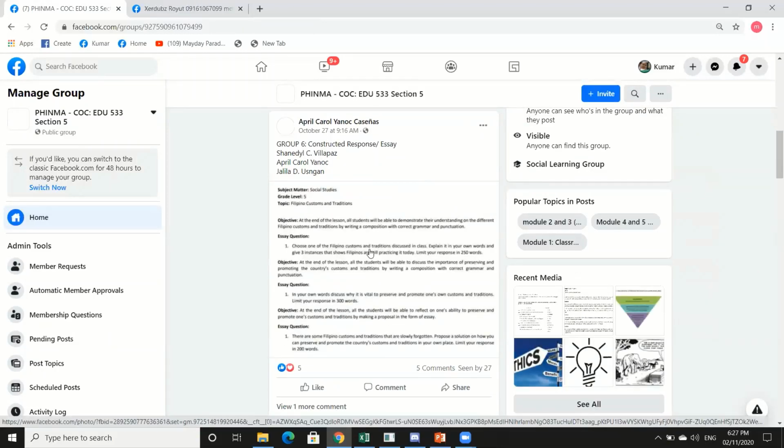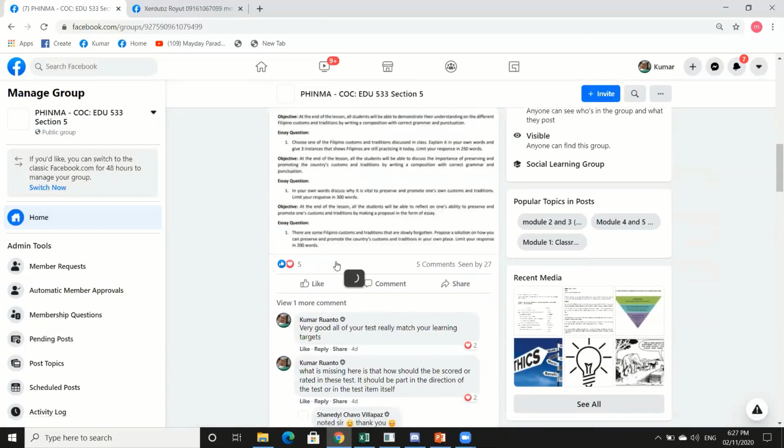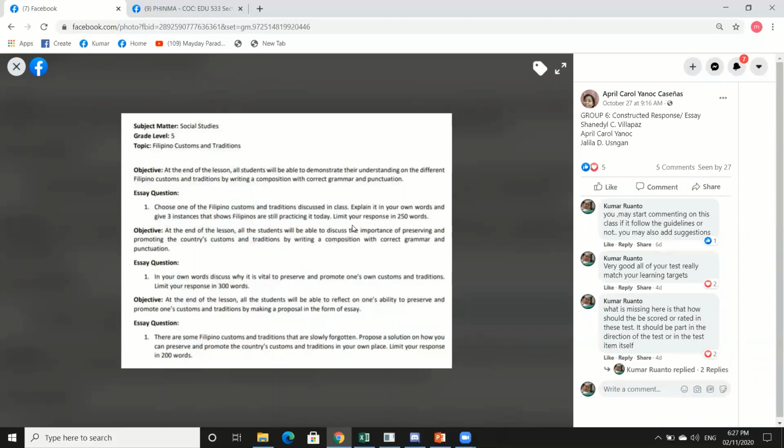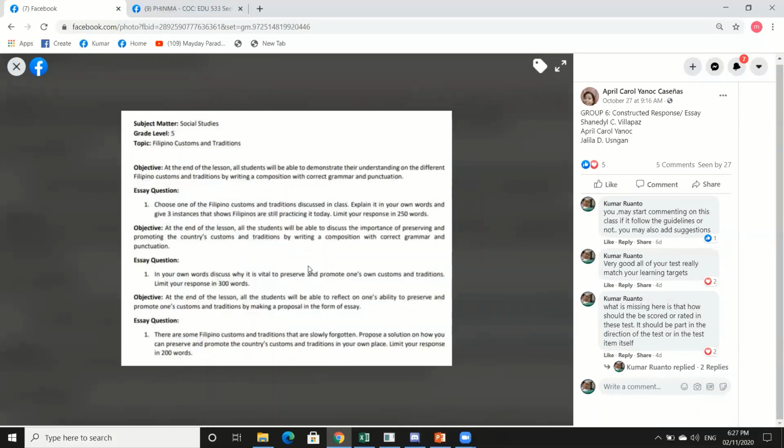Okay, so let's start with group number 6 of section 5. Okay, so here now, these are very good test items. The test items match their learning objectives. They all match, no? So that is very important. So always when you are going to prepare your test, it should match your learning objectives or your learning outcomes.